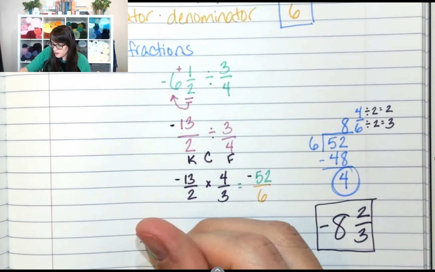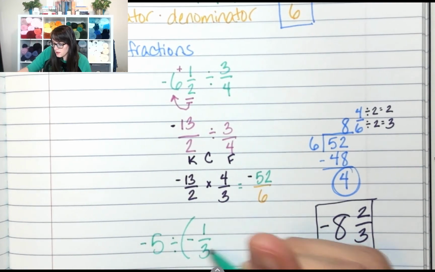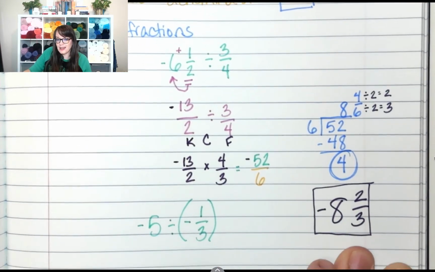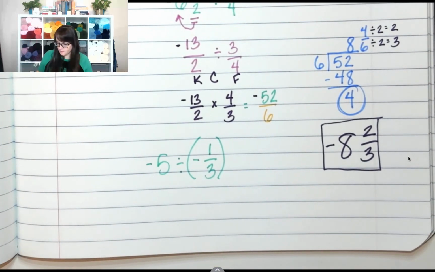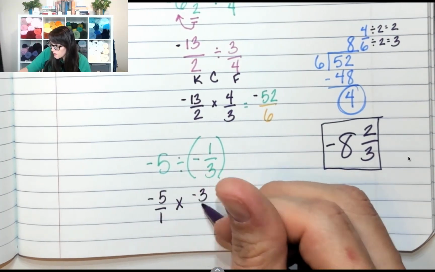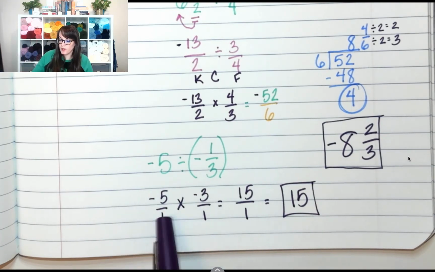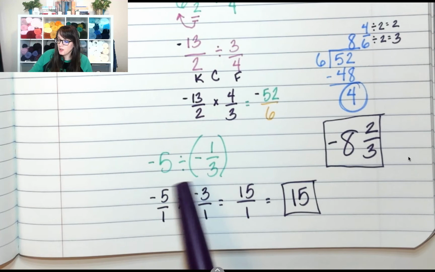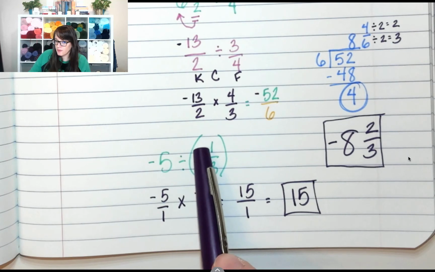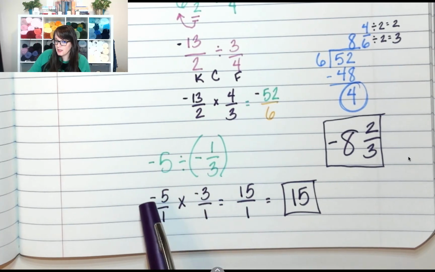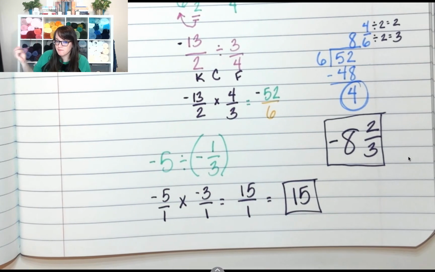Negative 5 divided by negative 1/3. So with this one, the whole number goes over a 1, like we talked about up top. We keep negative 5 over 1, change division to multiply, flip this to 3 over 1, and then we have negative 5 times 3. Negative times a negative is a positive. So that one's just 15.